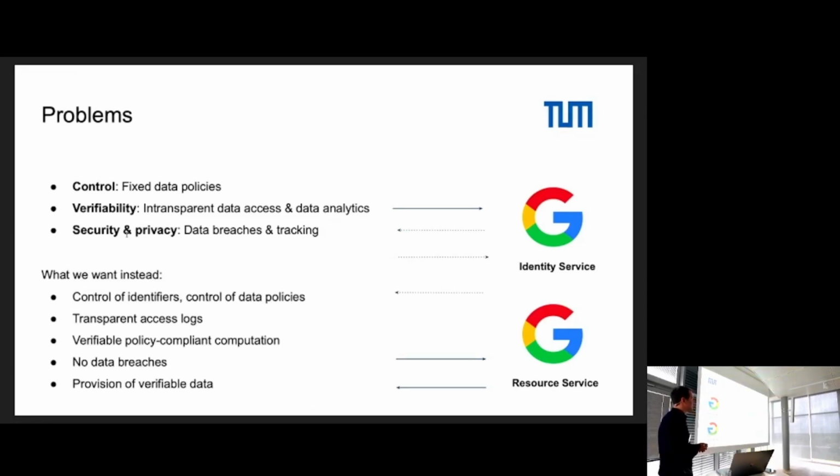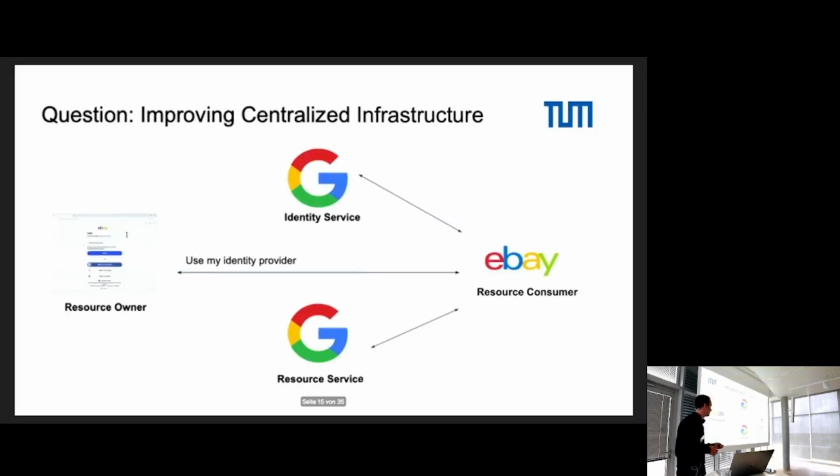And what do we want instead? We want to control our identifiers and control our data policies. We want transparent access logs so that we can verify who gets access to our data. If computation happens on our data, we want to verify that the algorithms and the consumers who compute on our data comply with certain policies that we set up in our data policies. We don't want data breaches, obviously, and we also want to provision verifiable data. So these are the points that the technologies that I'll present now address.